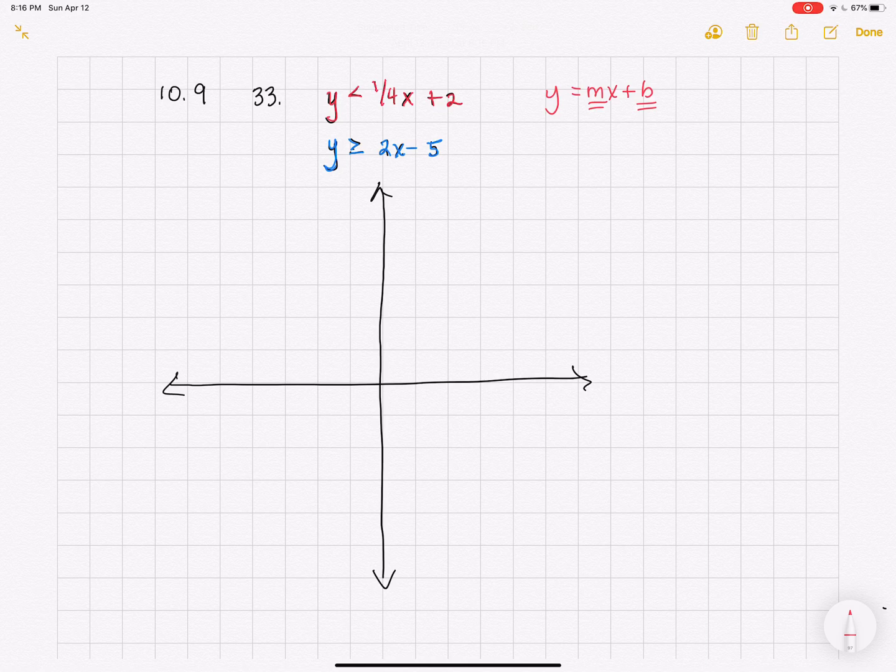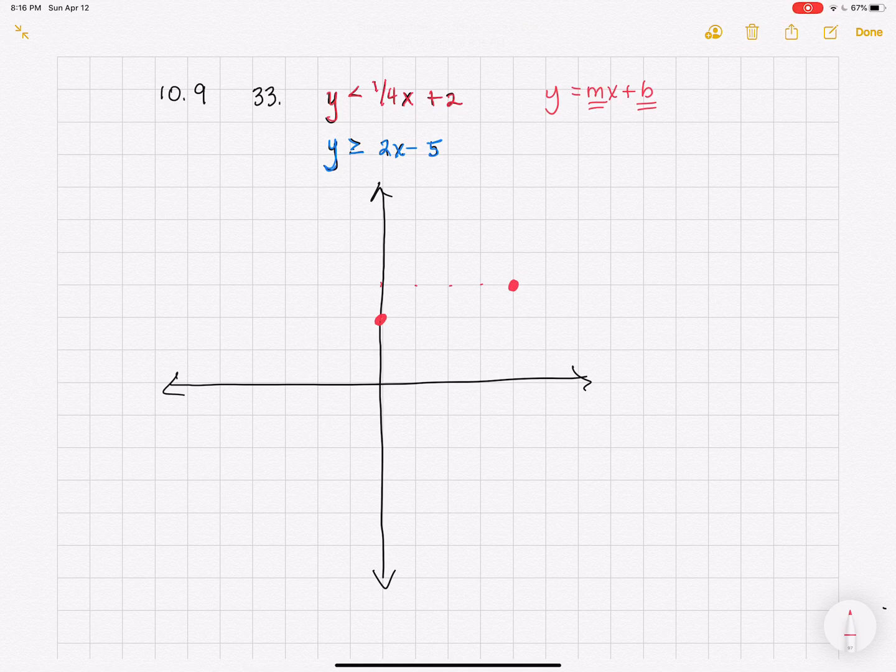So y is less than 1/4 x plus 2. I'm going to graph that just like that, where y equals 1/4 x plus 2, which means my y-intercept is 2. My b value is 2, so that's my y-intercept. And then I'm going to use my slope, which is the number in front of x, which is 1/4, and the fact that I know that the slope is the change in y over the change in x, or the rise over run. So I'm going to go up 1 and then over 4. And there's going to be my second point. Now, I only need 2 points for a line.